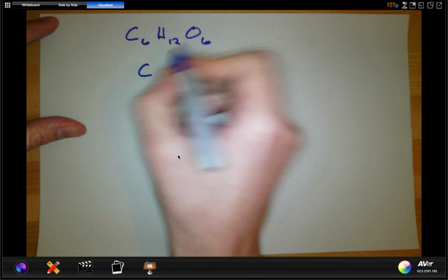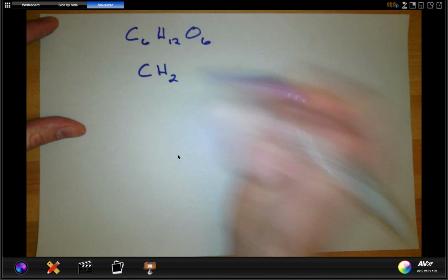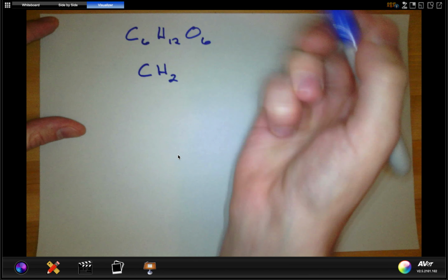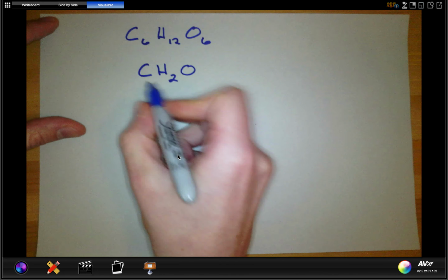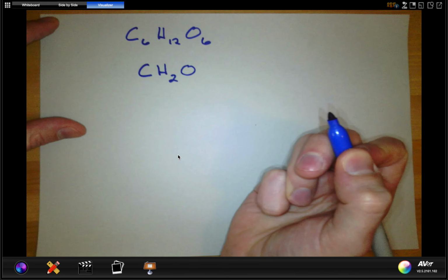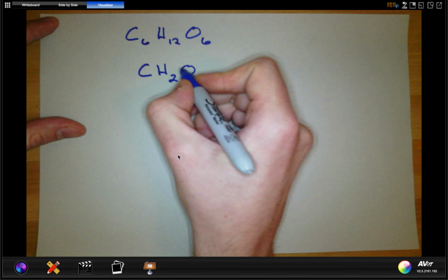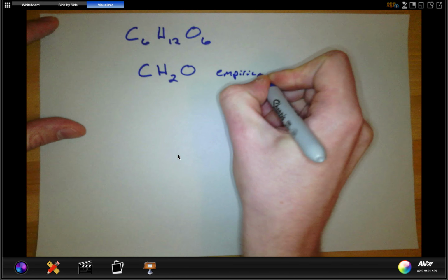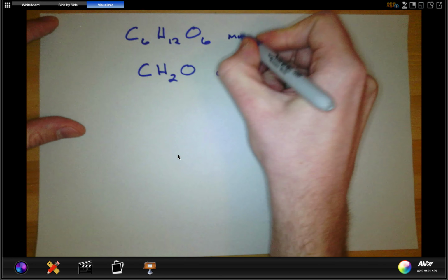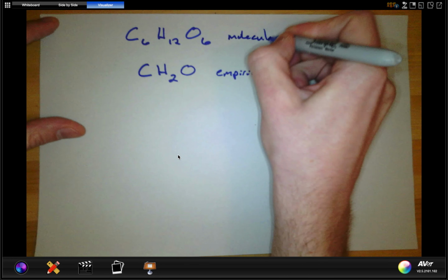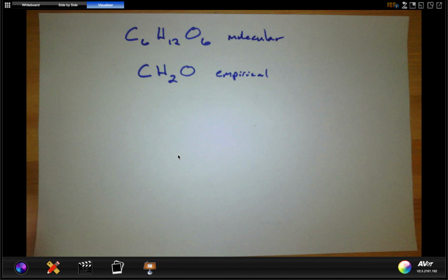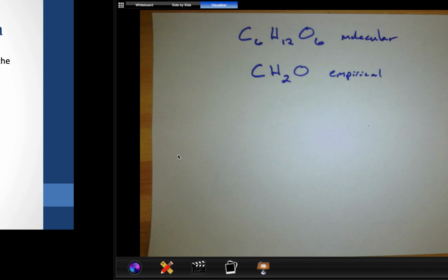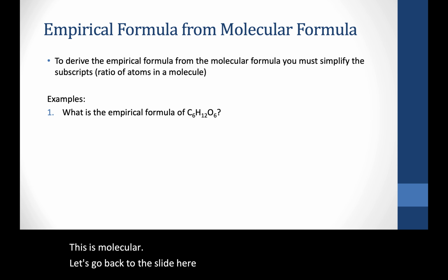12 divided by 6 is 2, so we get H2. And then 6 divided by 6 again is just 1, so it's O. So it's CH2O. All right? This is empirical. This is molecular. Okay? Let's go back to the slide here. So again, we're just simplifying when we're coming up with the empirical formula.